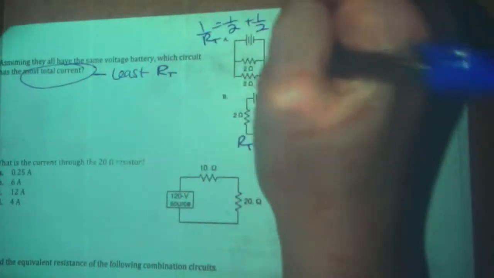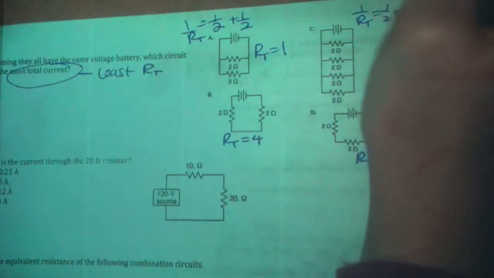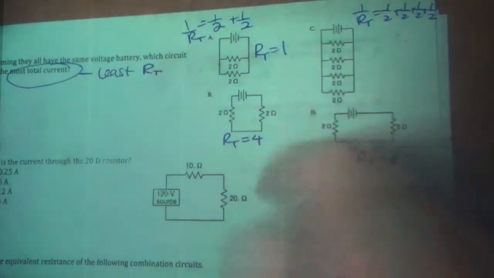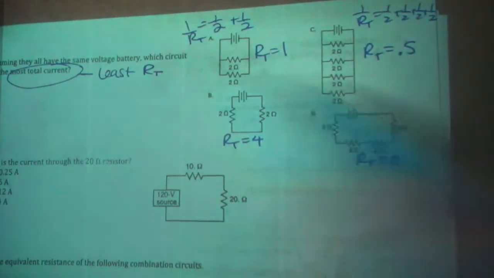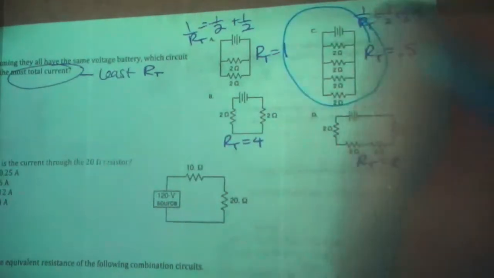For A, you would have to do 1 over 2 plus 1 over 2 to get R total. And that would just give you 1. And then here, 1 over R total is 1 over 2 plus 1 over 2, I'm going to run out of room, plus 1 over 2. And then when you add that up together and take 1 over that, it actually gives you R total of 0.5. So the one with the most total current going through it is the one with the least total resistance, which is C.